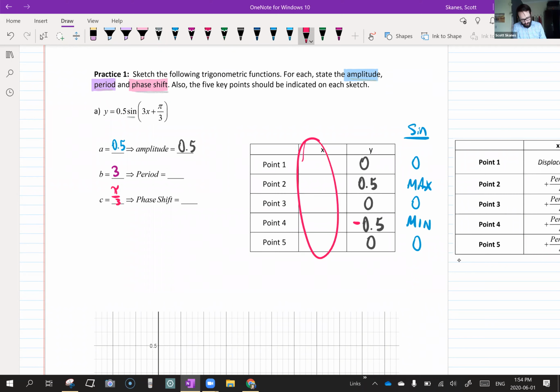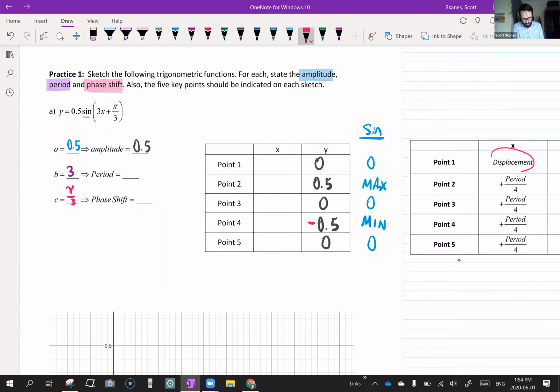I need these x values, and I can't get the x values unless I have the displacement and the period. The displacement will give us our first x value. The period will give us our other 4 x values, and then we'll be done.